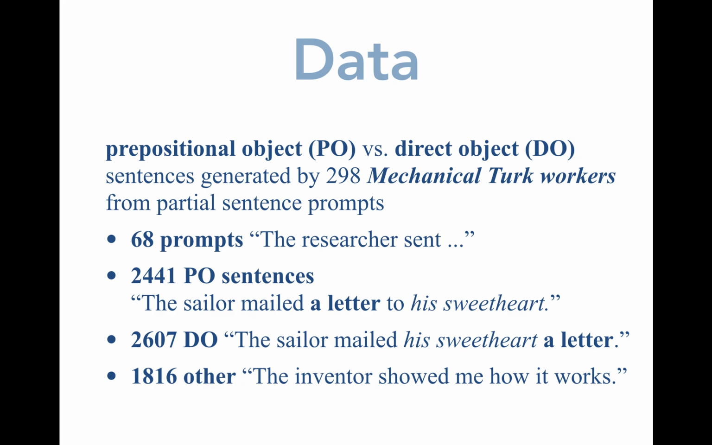One was a data set of sentences generated by Mechanical Turk workers from partial sentence prompts. These sentences consisted of prepositional object sentences, such as the sailor mailed a letter to his sweetheart, direct object sentences, such as the sailor mailed his sweetheart a letter, and other sentences that are neither prepositional object nor direct object, such as the inventor showed me how it works.